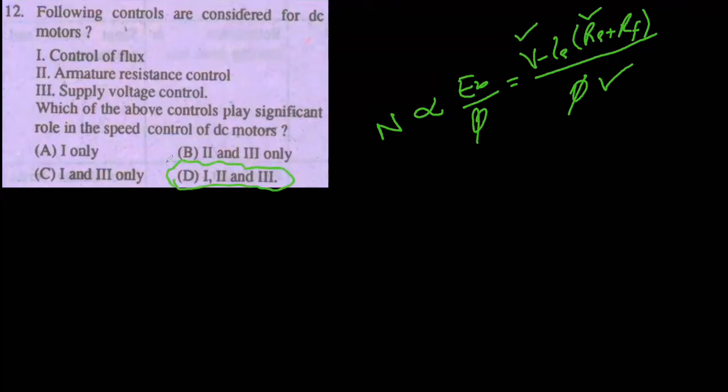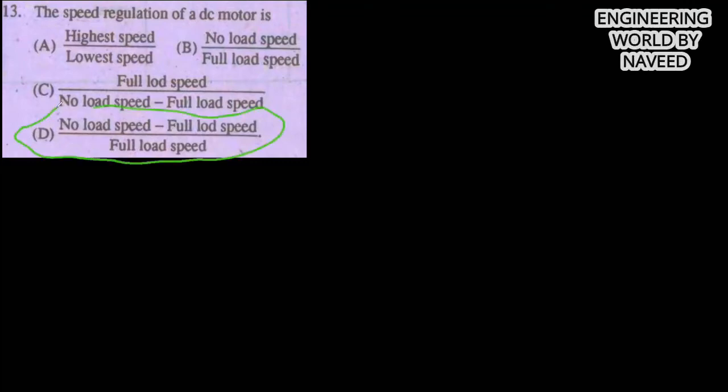Okay, next MCQ is: the speed regulation of a DC motor is high speed divided by lowest speed, no load speed divided by full load speed, or no load speed minus full load speed divided by full load speed. So that is no load speed minus full load speed divided by full load speed. So D is the correct option.